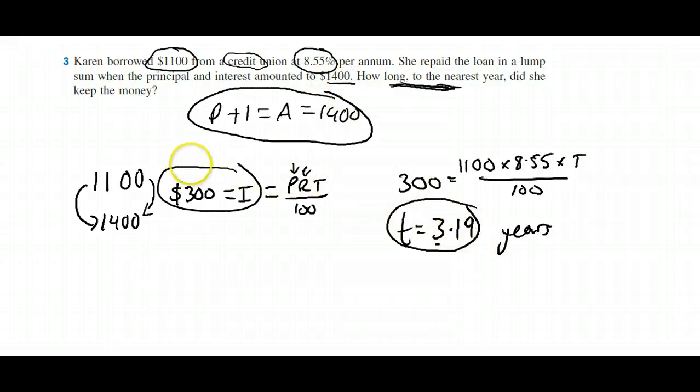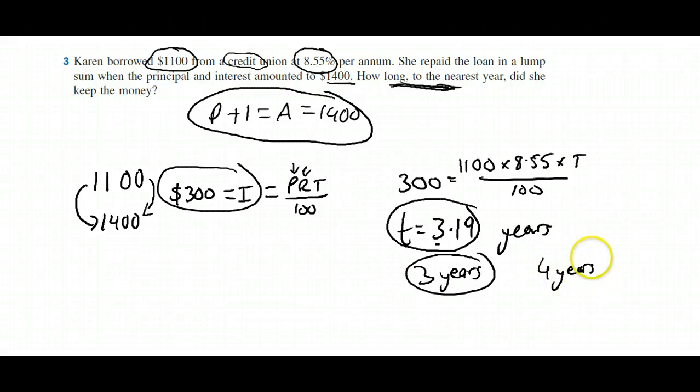But in the back of the book answers, it says 3 years. So either they haven't taken that into account, or maybe they just don't care. So they've said 3 years. I would have said 4 years to be on the safe side, because 3 years doesn't get us to 1,400. Okay, next question.